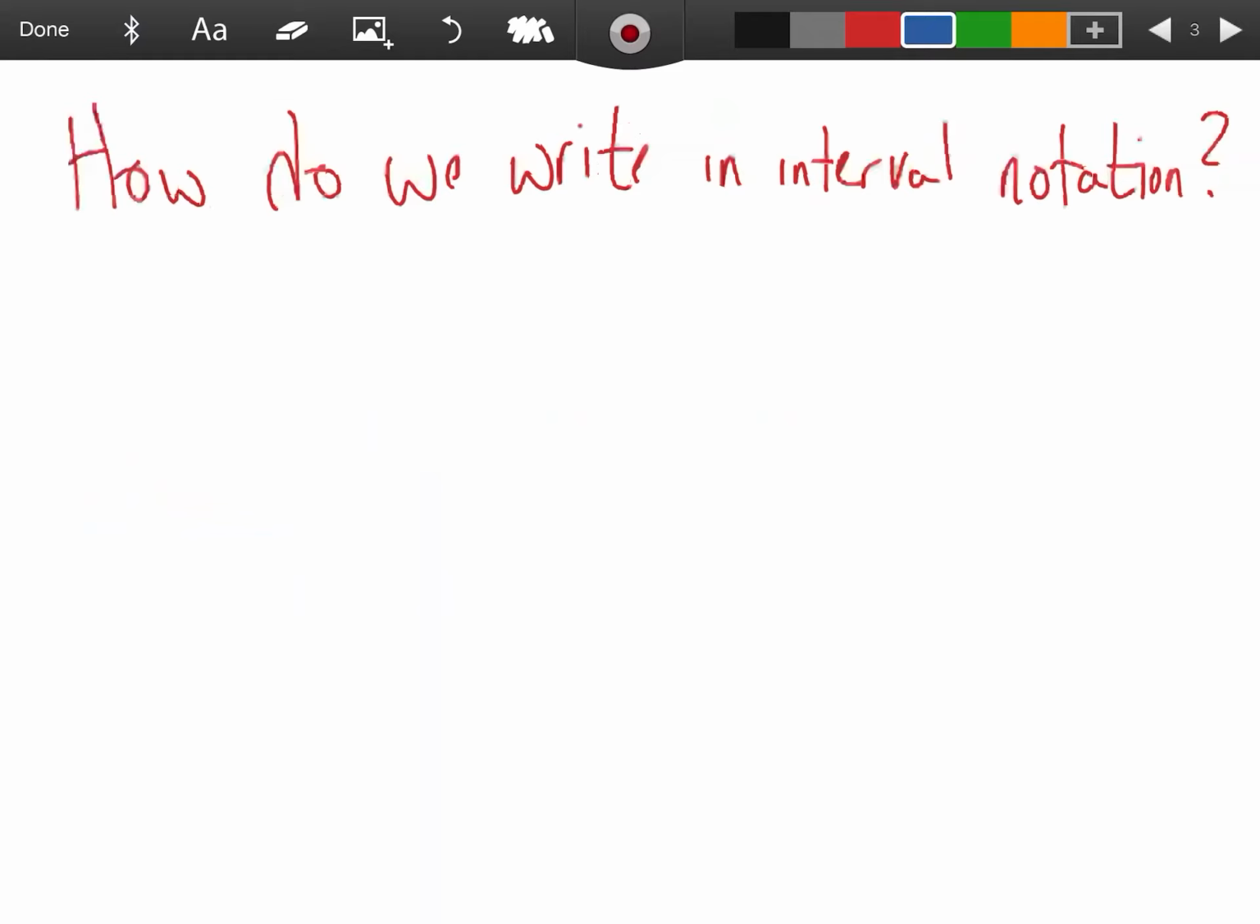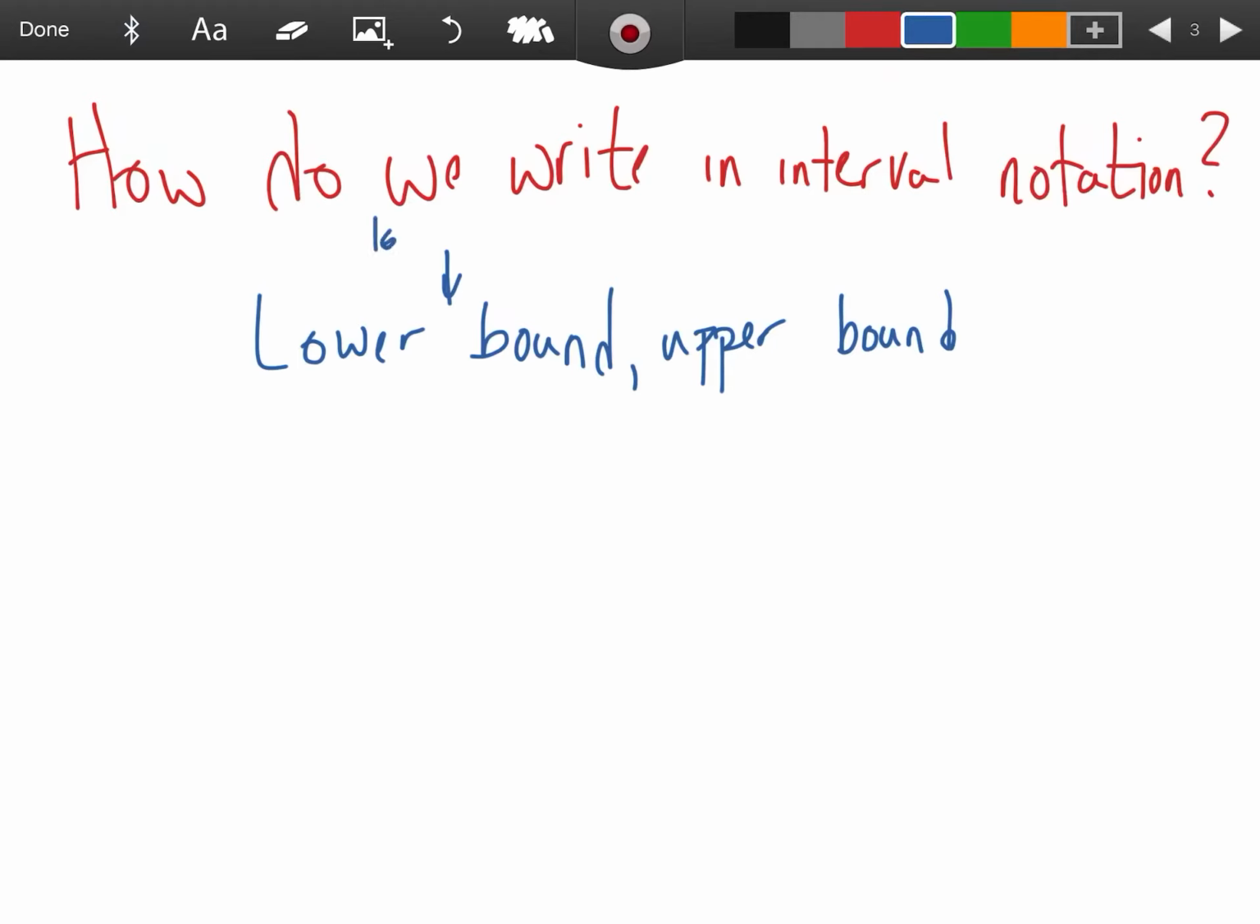So how do we write an interval notation? How did I come up with parentheses 3 comma infinity parentheses? Whenever we're writing something in interval notation, it's always going to be lower bound, comma, the upper bound. So the lowest number that falls in the set, comma, the highest value that falls in the set. So lower bound, comma, upper bound. Again, this just means the lowest number. This right here is the lowest number. And this right here is the highest number.